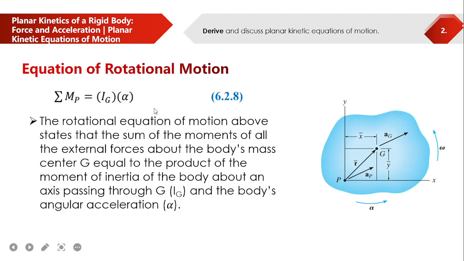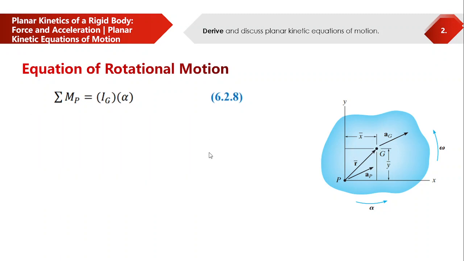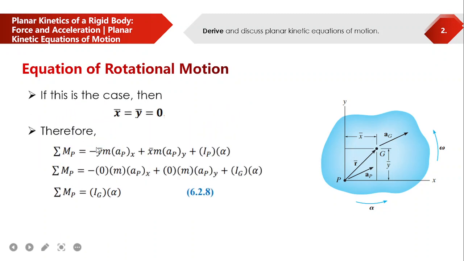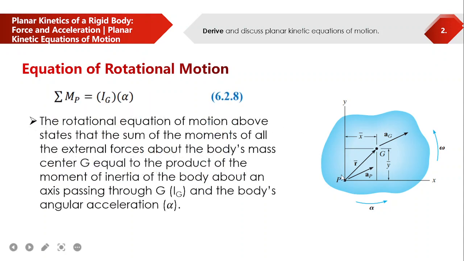So, class, take note that this is only applicable when your point P coincides with point G. If not, you will locate the y bar and x bar, then multiply those each by the mass, and then multiply the acceleration of each component in x and y, then you can have your sum of the moments. Now, if the point P coincides with the center of mass, it will be this only.